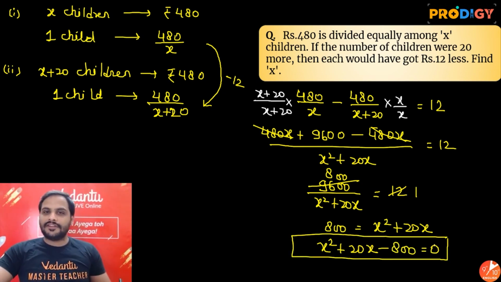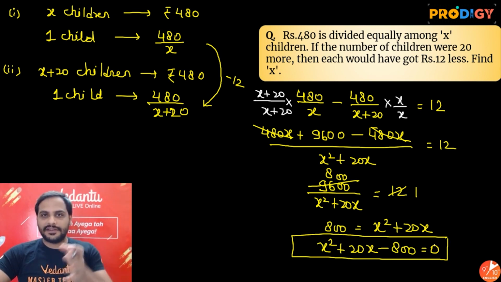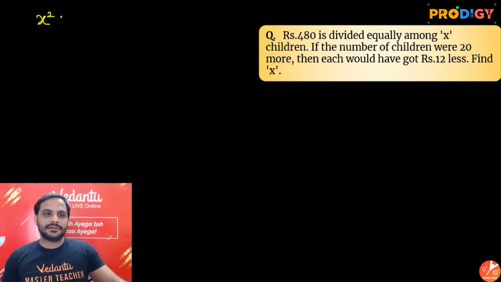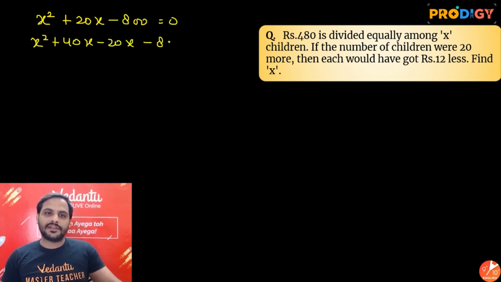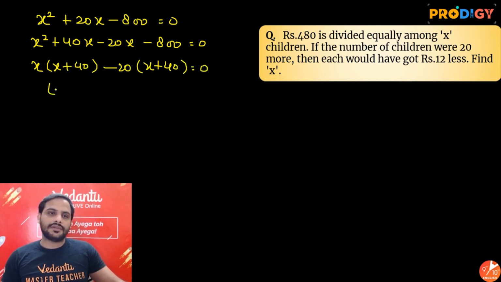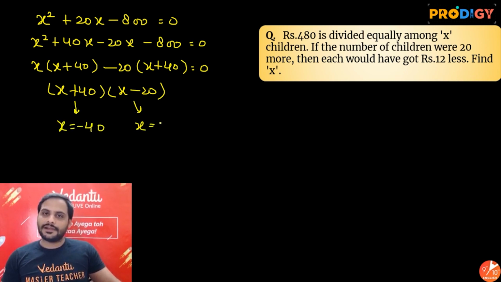Now again, the factorization is very easy: 40 and minus 20. So we have X square plus 40X minus 20X minus 800 equal to 0. Take X common: X plus 40. Take minus 20 common: X plus 40, equal to 0. So we are getting X plus 40 into X minus 20. From here, X will be minus 40 and here X will be 20.